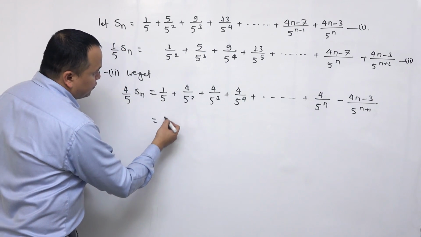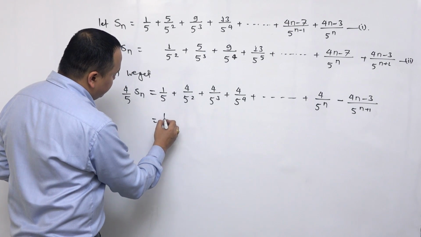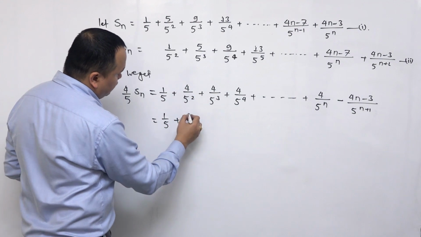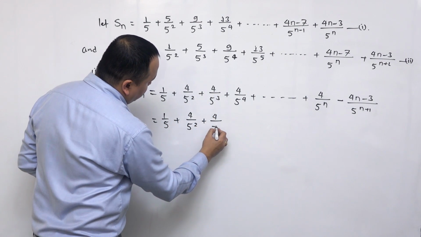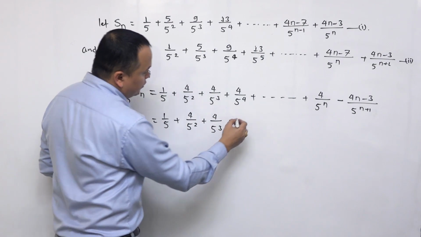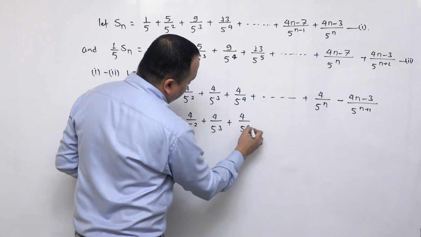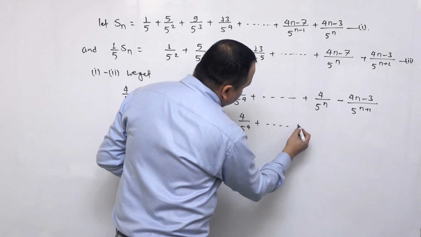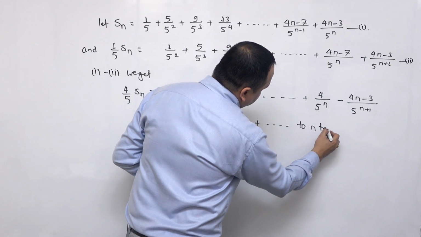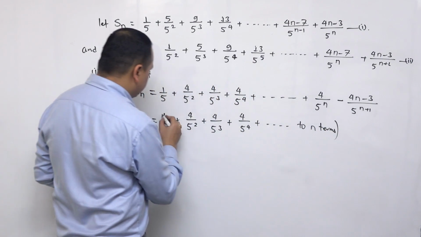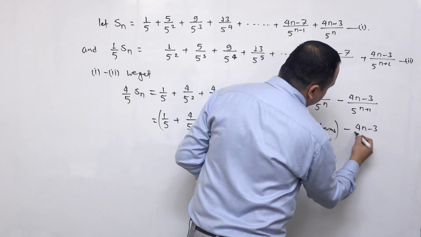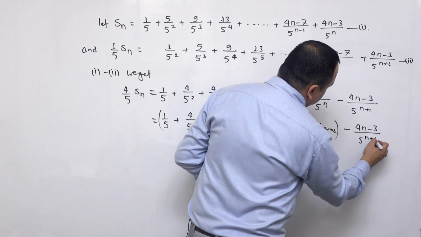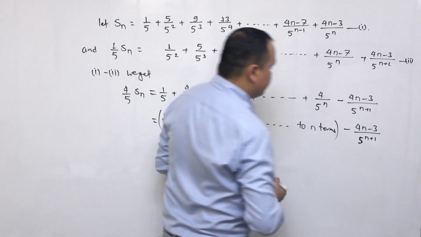So this is 1 upon 5 plus 4 upon 5 square, 4 upon 5 cube, 4 upon 5 to the power 4 plus 2 n terms, minus 4n minus 3 upon 5 to the power n plus 1.